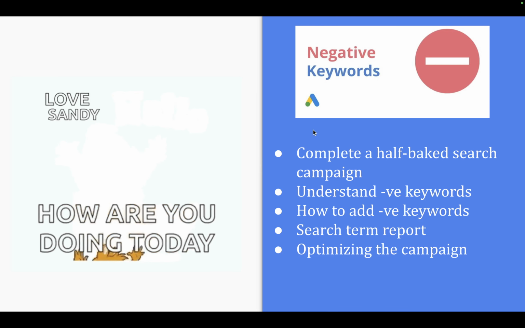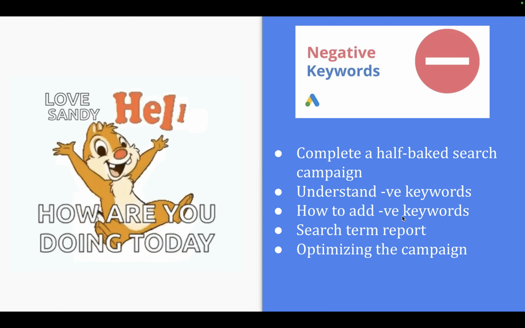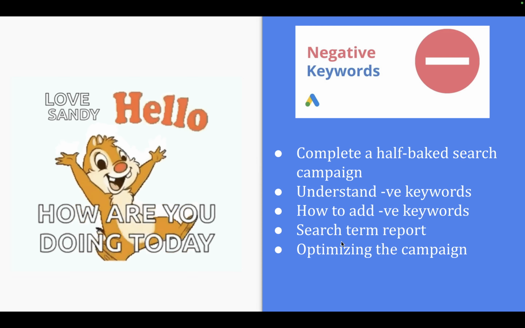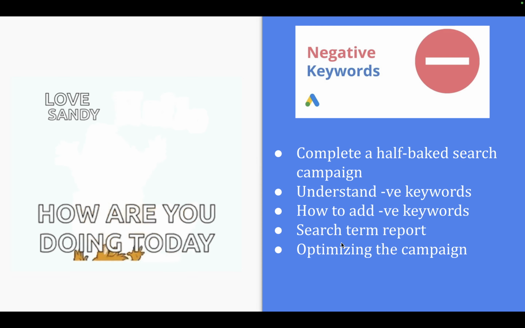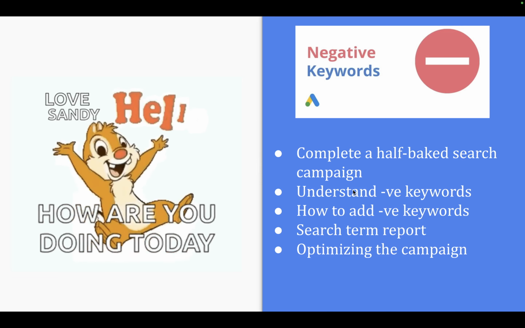So we're going to talk about how do we complete the half-baked search campaign optimization by understanding the negative keywords, by knowing how to add these negative keywords on campaign, ad group, or also on the account level. We go through the search term report. Search term is what people actually type on Google when they get to see your ad copy. And finally, we'll be finishing this video with optimizing the campaigns.